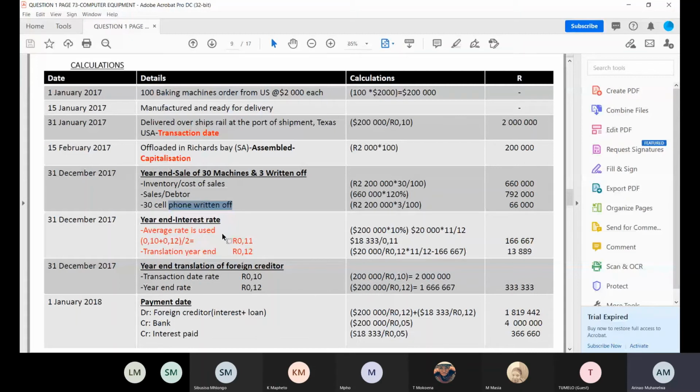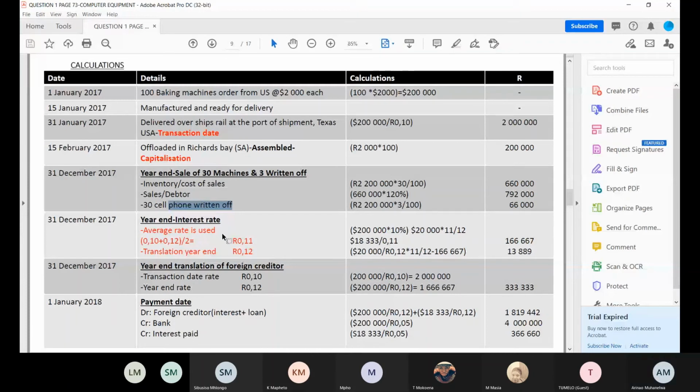All right, let's look with regard to interest rate. As I've indicated, interest is an expense, then we're going to use the average rate. How do we determine the average rate? Very important. Because it's not given. In other questions, it could be given. Here it is not given. That means we need to calculate it. We can calculate it.